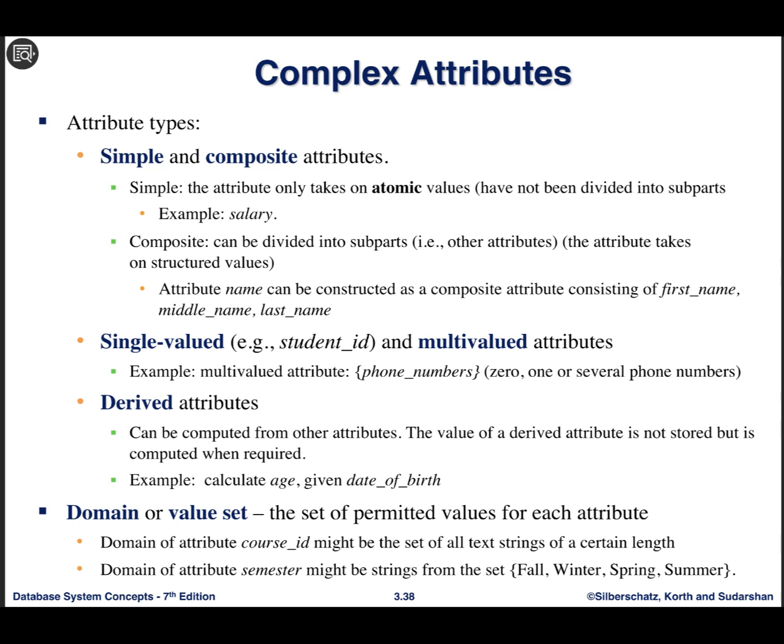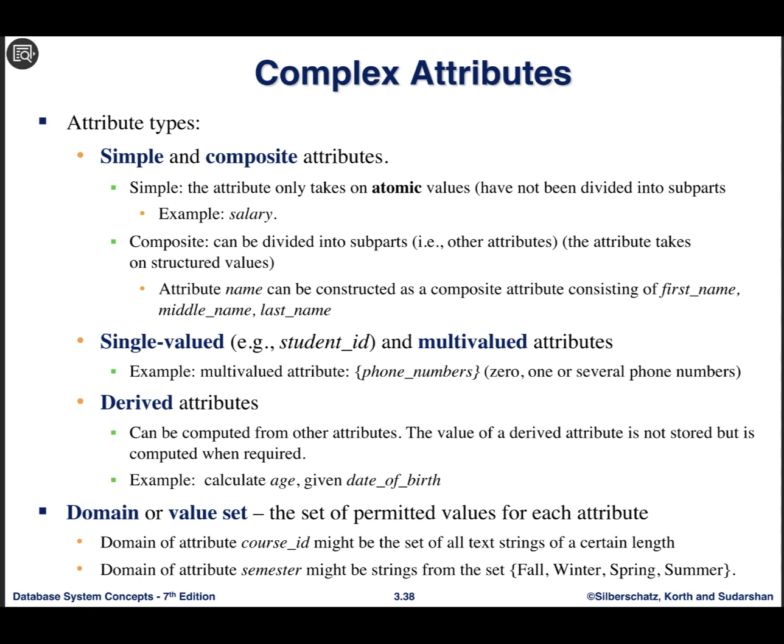We have different types of attributes. The first one is the simple attribute. What do we mean by simple? It's an attribute that only takes atomic values, so it cannot be divided into subparts or subcomponents. It's not composite. Examples are salary, GPA, ID, and so on. The composite attribute, on the other side, is an attribute that can be decomposed into smaller elements. You can break it down.